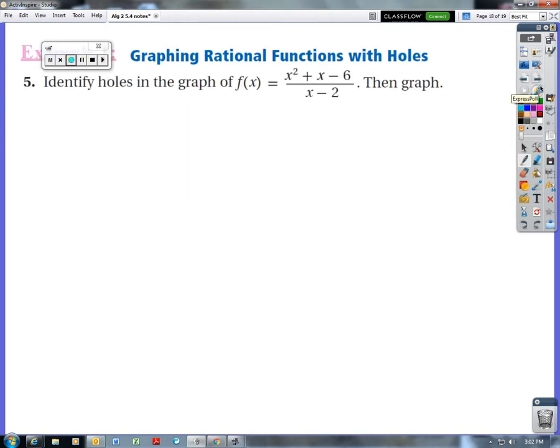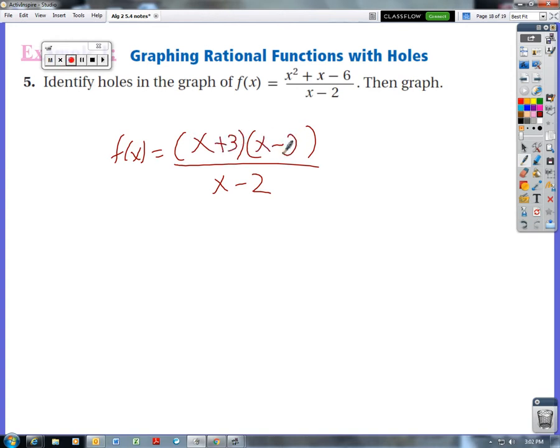So, like this problem right here, I wouldn't be able to just come along and say that there's a vertical asymptote at x equals negative 2, because there might be a common factor. So let's see if there is. Let's go ahead and factor f of x. I know the bottom is x minus 2, and I'm going to have positive 3 and negative 2, right? Sure enough, there's a common factor here. So that means there's going to be a hole, not a vertical asymptote, at x equals 2. When you cancel those out, you get g of x equals x plus 3. So the graph of this is this line, but with a hole at 2.